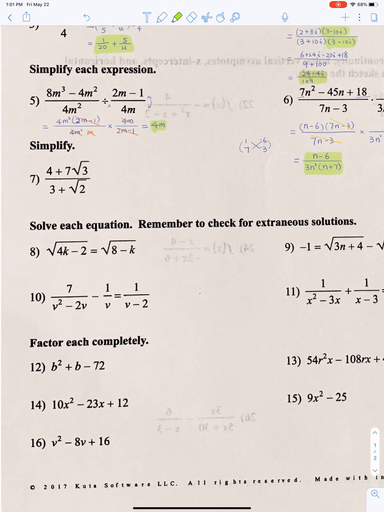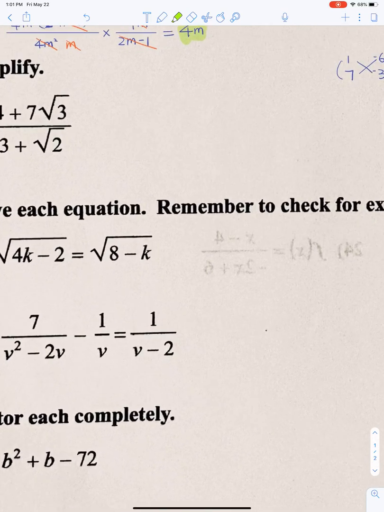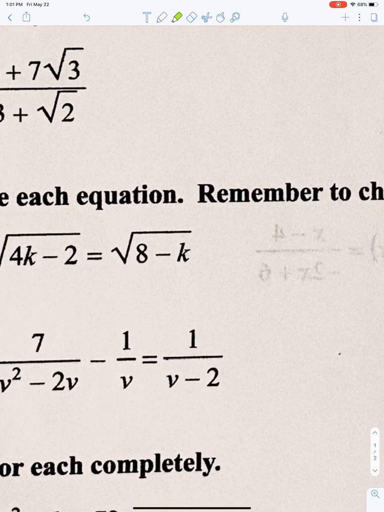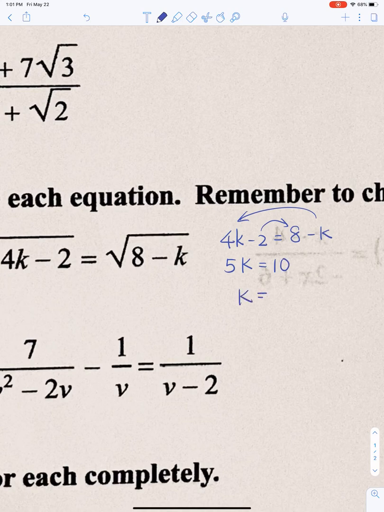Usually this is okay. Solve each equation. Remember to check for extraneous solutions. That we will do. First, what do we do? First, for this question, if the root is the same, we can square on both sides. So 4k minus 2 equals 8 minus k. So 5k equals, move this one here, move this one here, 10k equals 2.